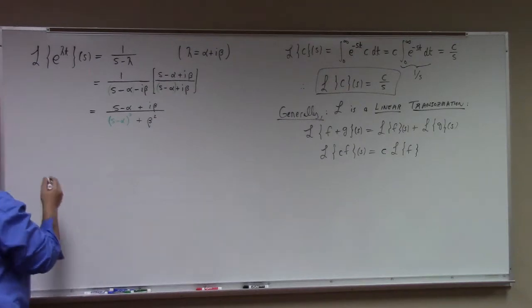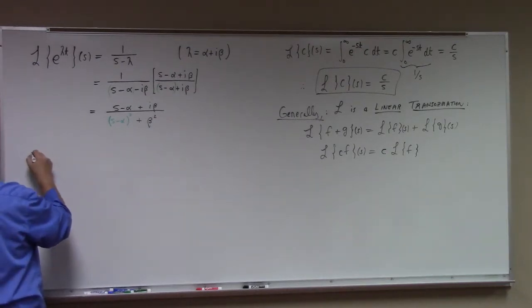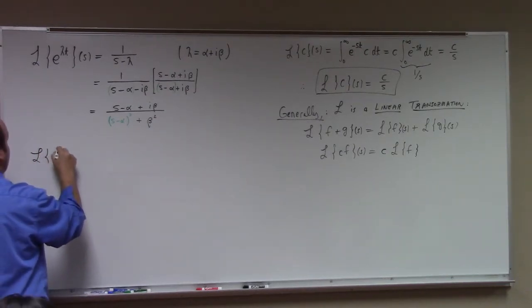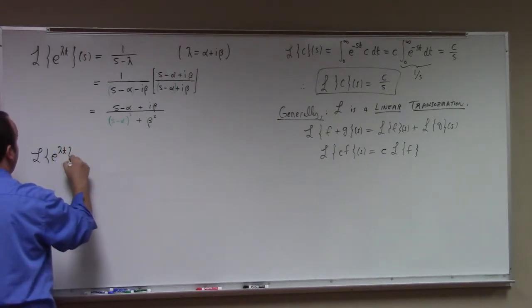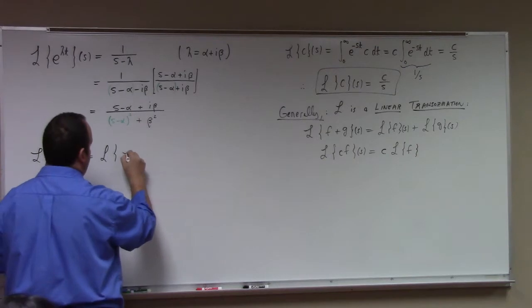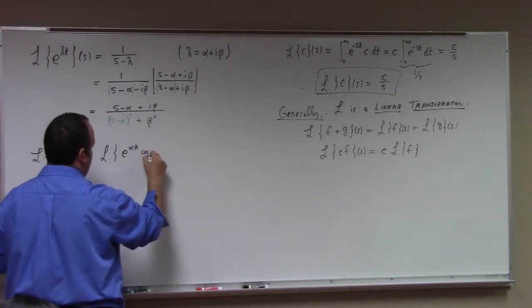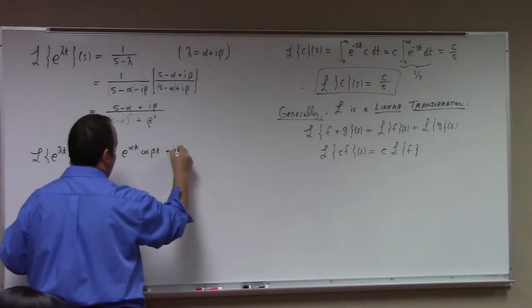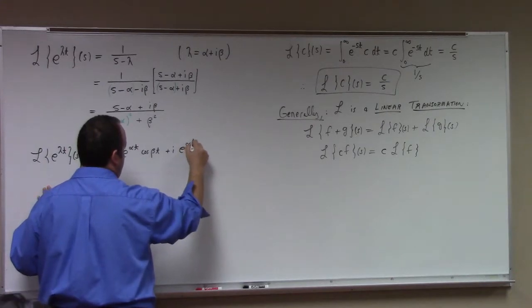But on the flip side of things, we have that the Laplace transform of e to the lambda t is what? Well, it's the Laplace transform of e to the alpha t cosine beta t plus I times e to the alpha t sine beta t.